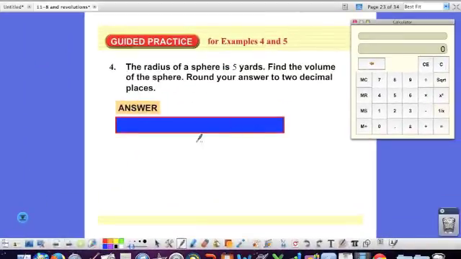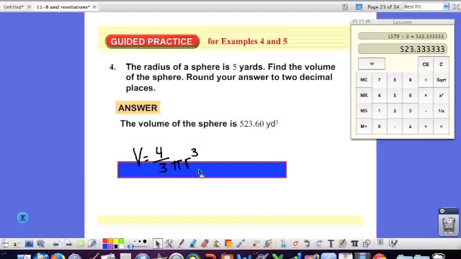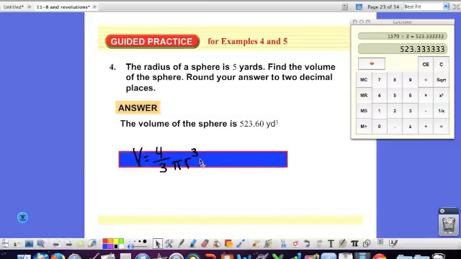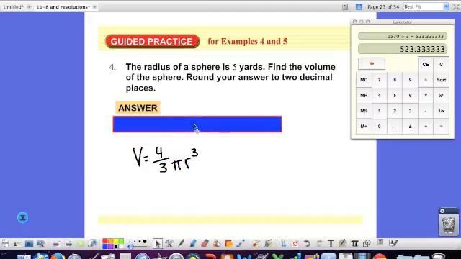So let's do some guided practice. The radius of a sphere is 5 yards. Find the volume of the sphere. The volume equals 4/3 pi radius cubed. So 5 times 5 times 5 is 125 times 3.14 times 4 is that number divided by 3, which is 523.33. So 523.33.